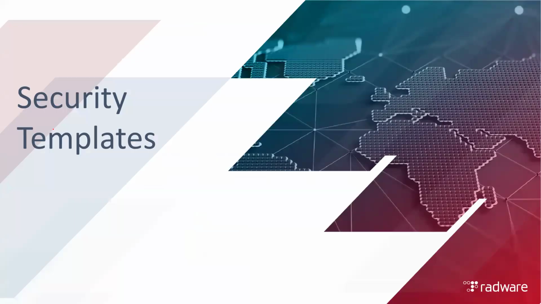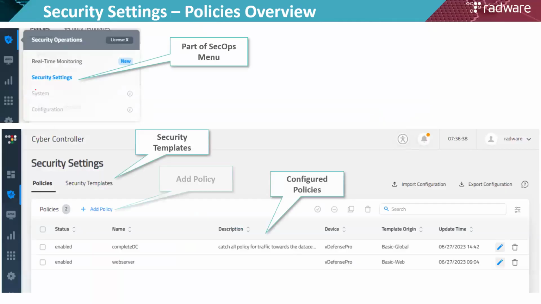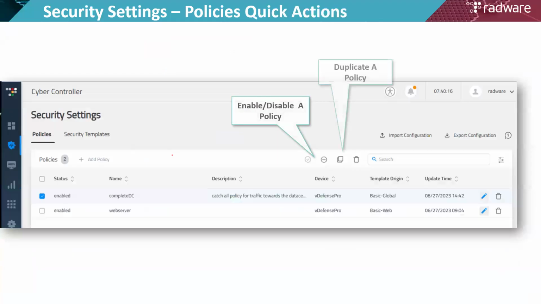Now, security templates. This is where you create a template, and this template can be imported into other policies. So let's see how we do that. You have to go under security operations, where you will find security settings. Here these are all the policies, so you can add a policy. And here is where you will create a security template. So let's have a look.